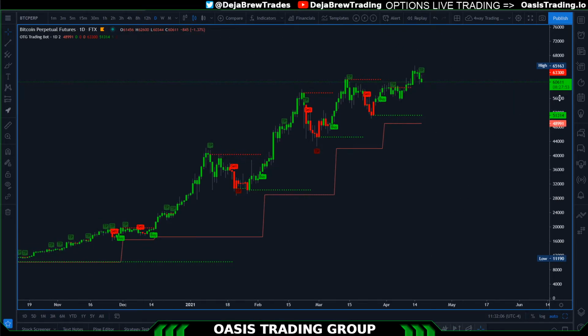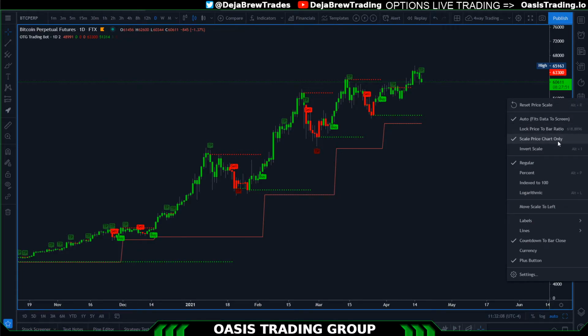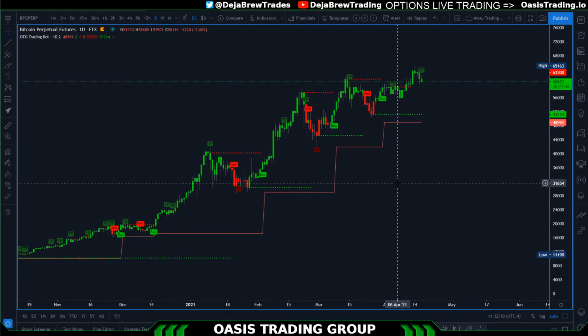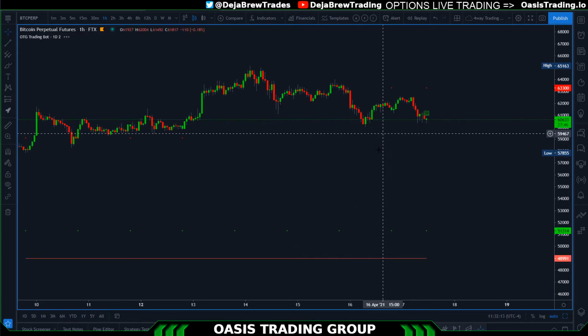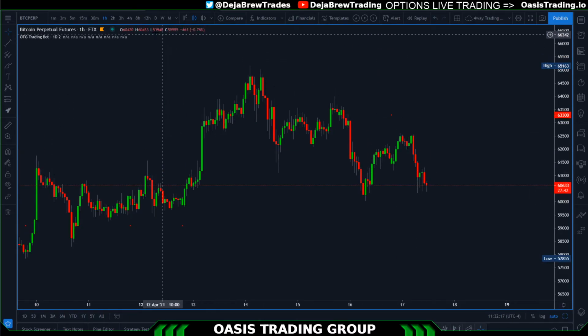The next thing you want to do is right click on the scale here. You want to scale price chart only. If you don't do this, you can't really see it on the daily, but it will make your chart do stuff like this where it makes it look very weird. So make sure you scale price chart only.